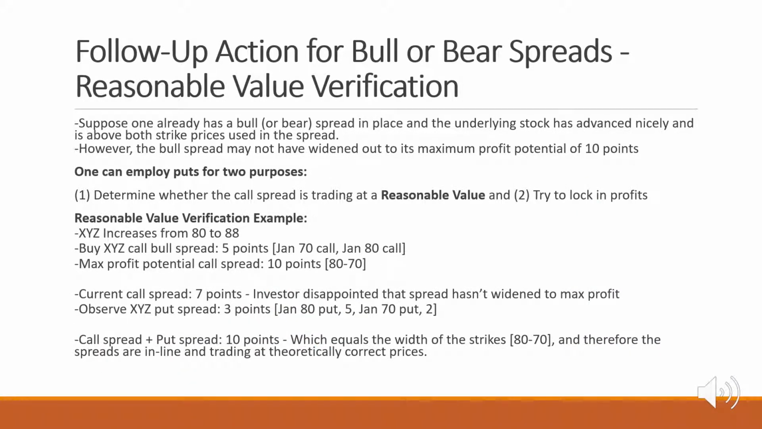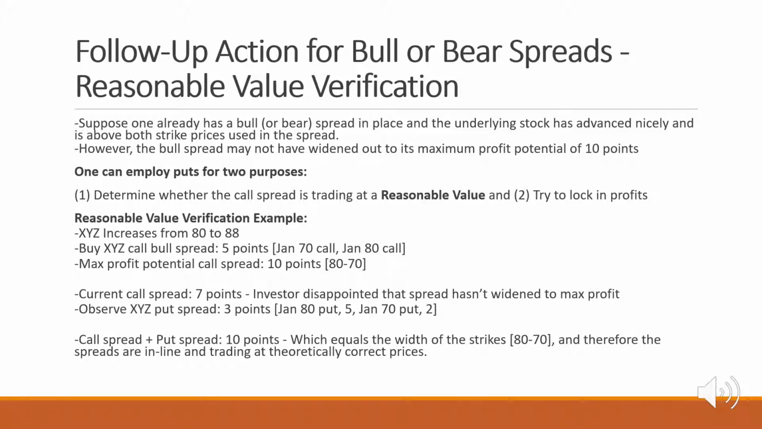Follow-up actions for bull or bear spreads. Reasonable value verification. Suppose one already has a bull or bear spread in place and the underlying stock has advanced nicely and is above both strike prices used in the spread. However, the bull spread may not have widened out to its maximum profit potential of 10 points, as noted in the previous examples.